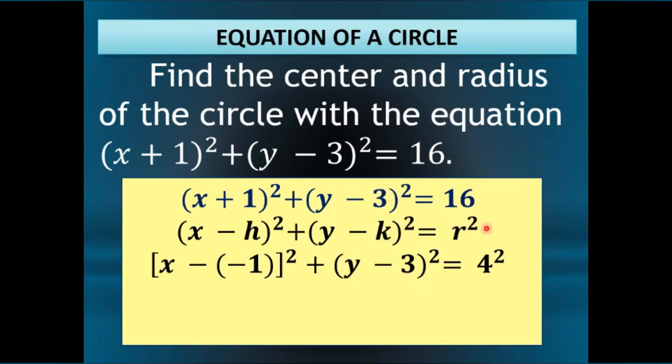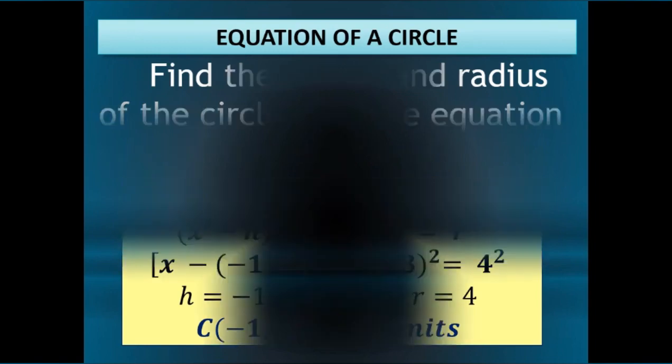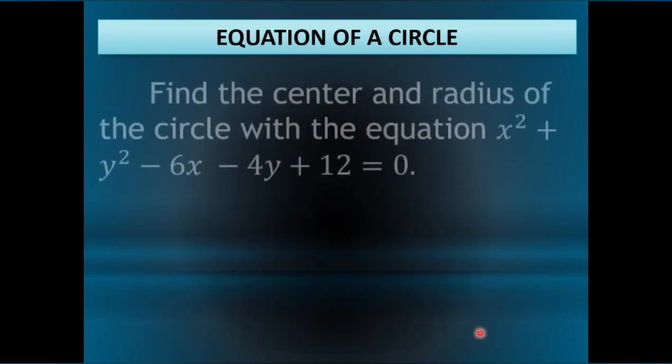And then for the 16, it becomes 4 squared. So again, our h is negative 1, our k is positive 3, and our r is 4. So the center is at negative 1, 3, and the length of the radius will be 4 units.